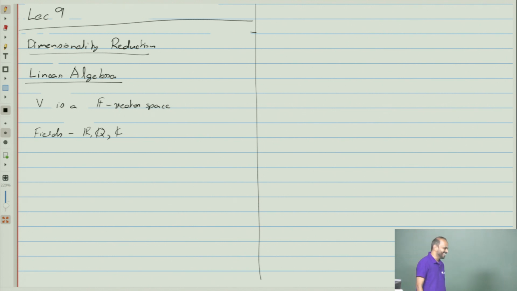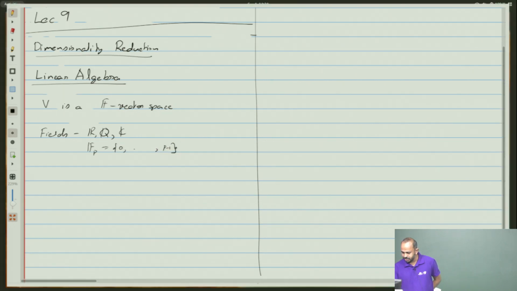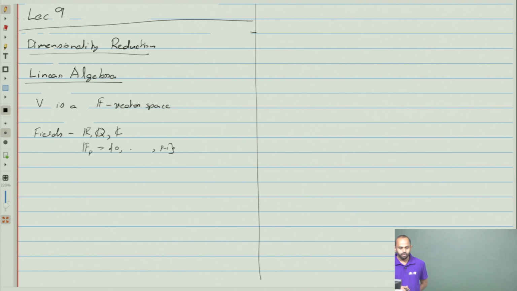Modulo 1? Then yeah. So, I mean you can do modulo any prime. So, F_p is the numbers 0 to p minus 1, and you can do addition and multiplication modulo p. Addition modulo p, multiplication modulo p.